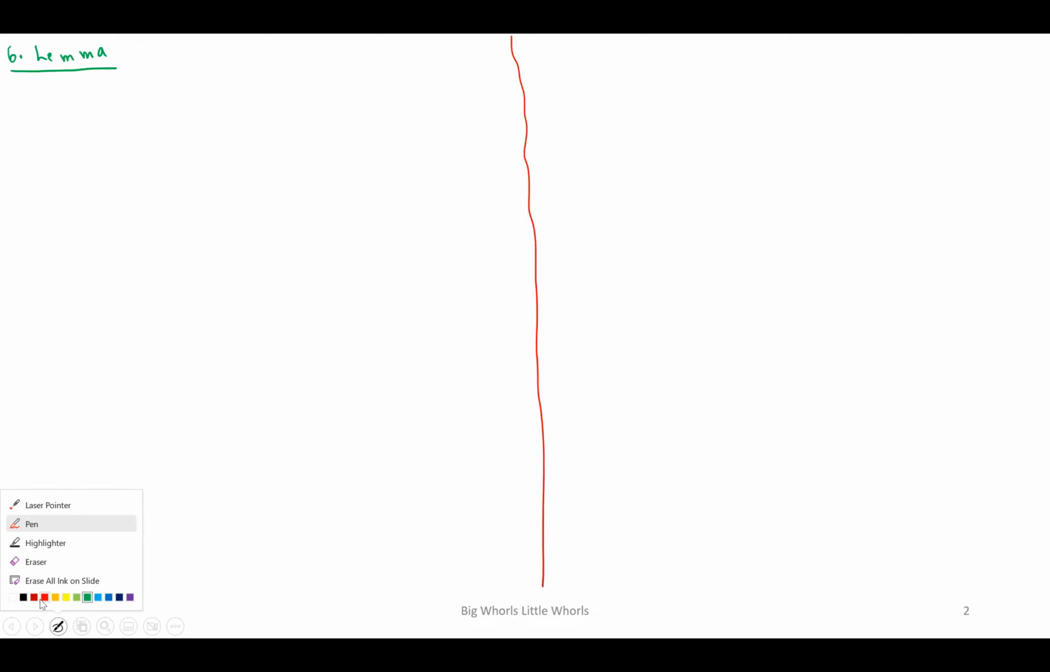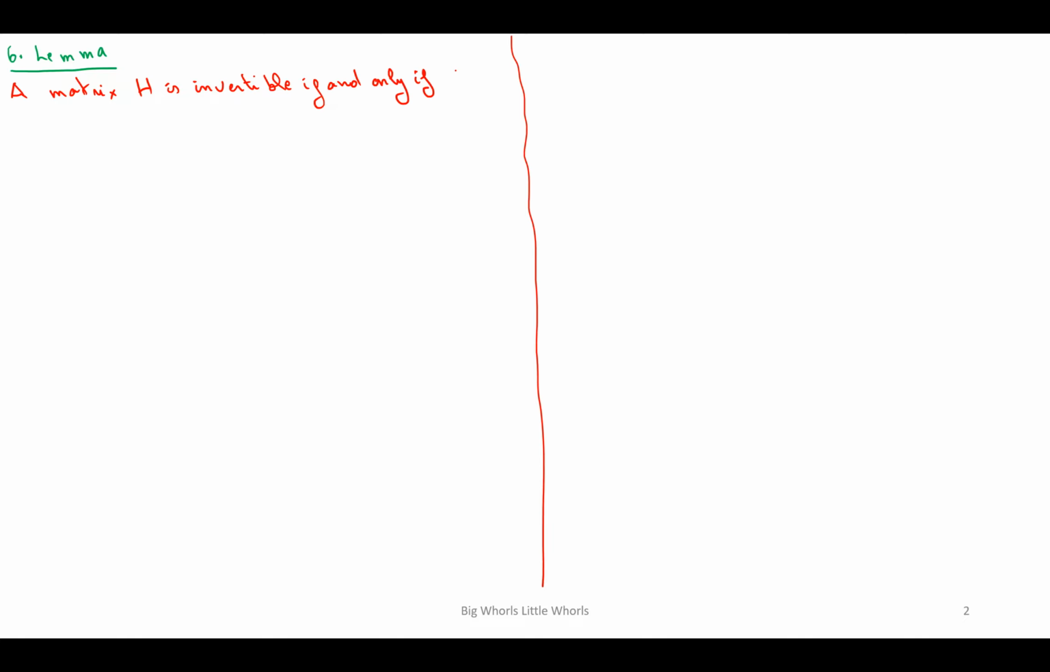Okay, a matrix H is invertible if and only if it can be written as the product of elementary reduction matrices.